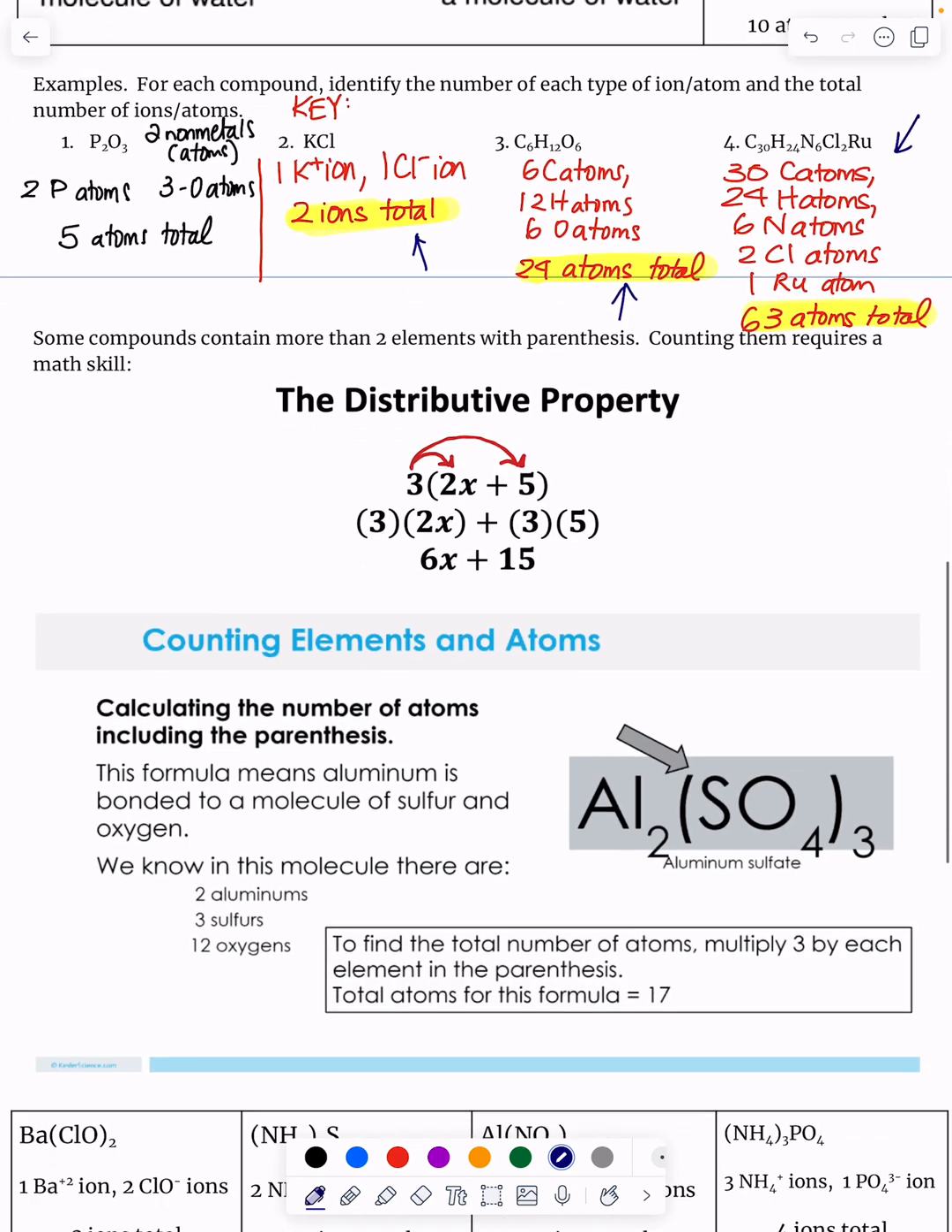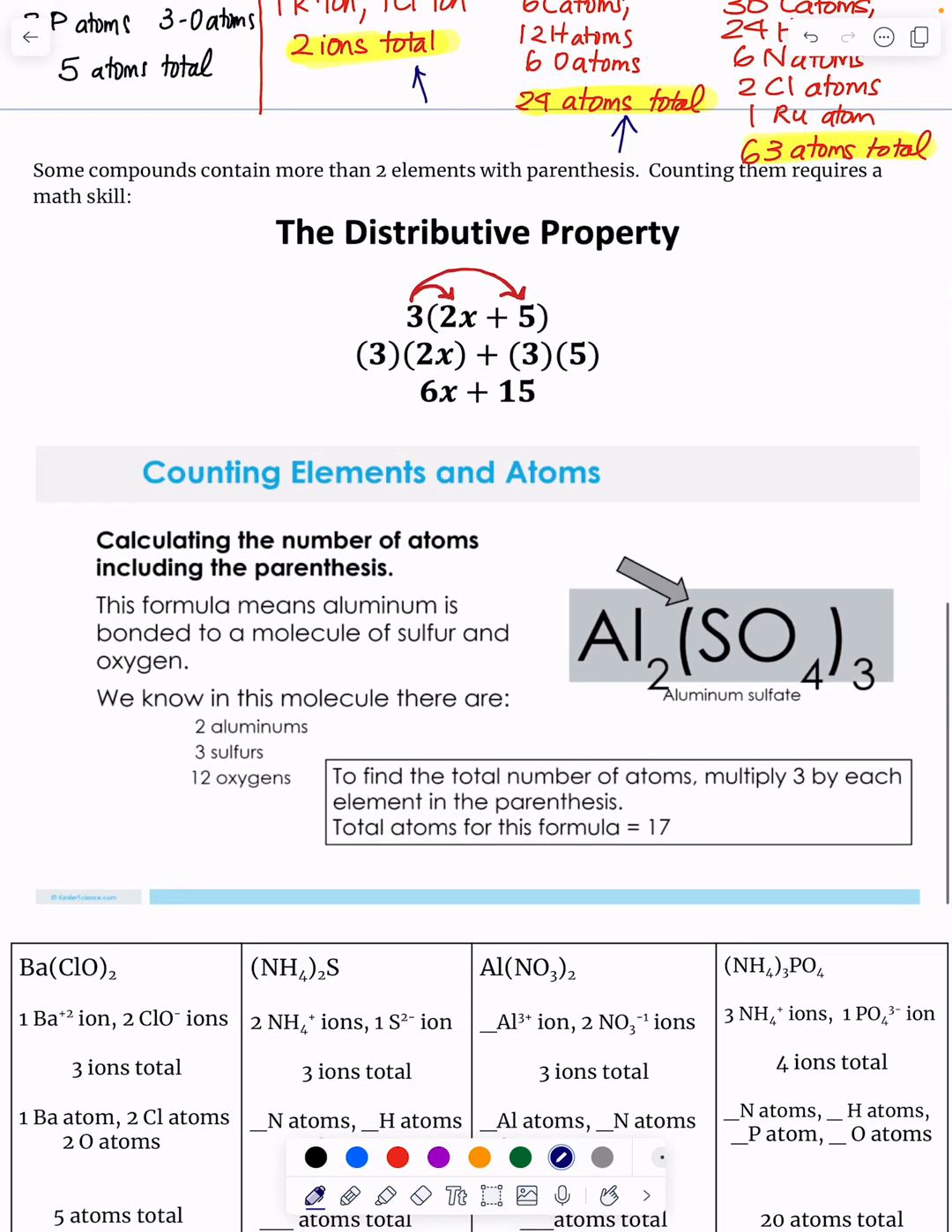To end these set of notes, we're going to talk about other types of compounds, and I want to refresh something that you may have learned in math class called the distributive property, because some compounds contain more than 2 elements with parentheses. That actually should be parentheses with the ES, if you want to put that. Counting them requires a math skill, something called the distributive property.